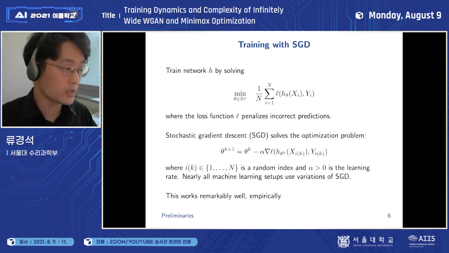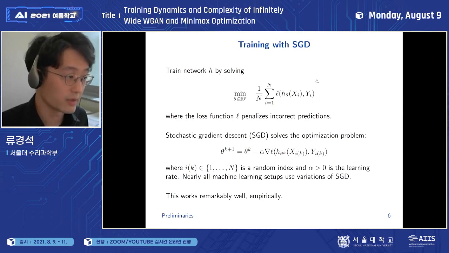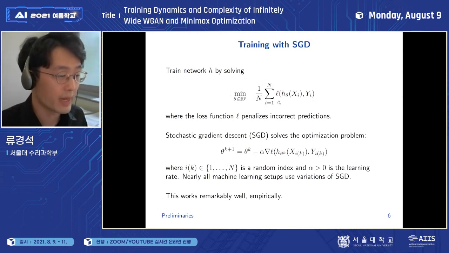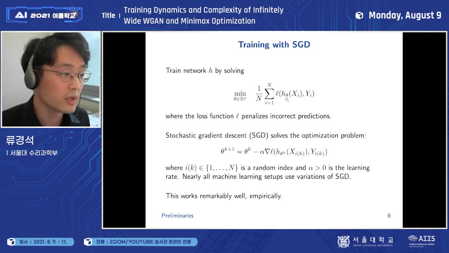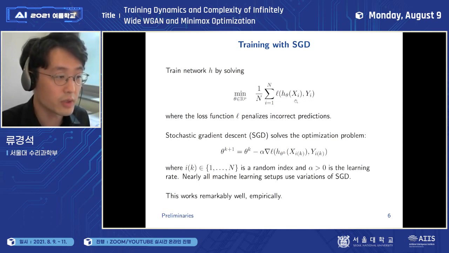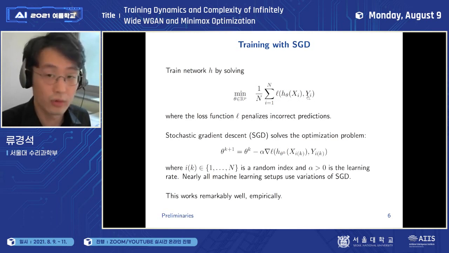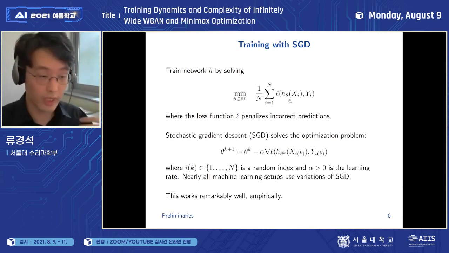Specifically, to train the neural network H, people in machine learning solve an optimization problem of this form. So this is the average loss, and L is a loss function that penalizes incorrect predictions. Xi is the ith data point, Yi is the corresponding label of Xi, and H applied to Xi is the prediction of the neural network of what Yi should be. If the prediction is very close to or exactly the same as the true label, then the network will incur no loss. But if there is a discrepancy between the true label and the predicted label, then the network will incur a loss.